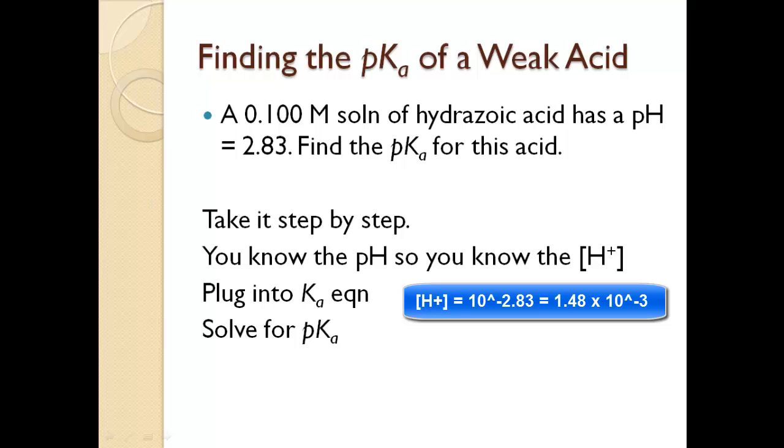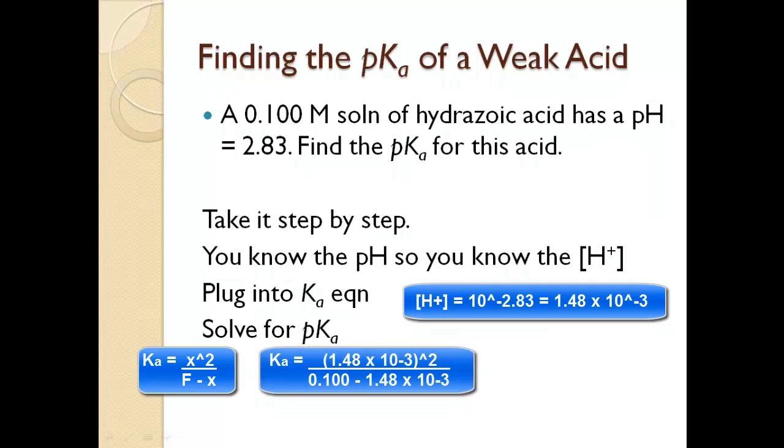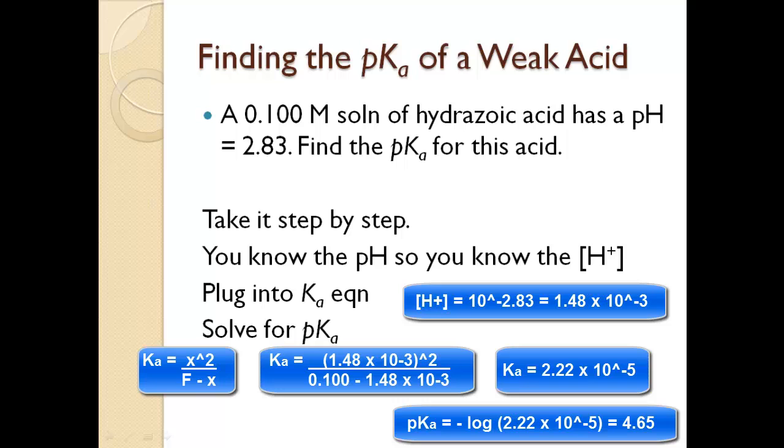Since I know the equation I'm going to use is Ka is equal to x squared divided by F minus x, I know that my H plus is my x. I also know what my formal concentration is. So basically I plug in 1.48 times 10 to the negative 3, square that, divided by 0.098. How did I get 0.098? I took 0.100 minus 1.48 times 10 to the negative 3. When I divide those two numbers, I get 2.22 times 10 to the negative 5, which is my Ka. Obviously, to get the pKa, I just take the negative log of that, and that ends up being 4.65.